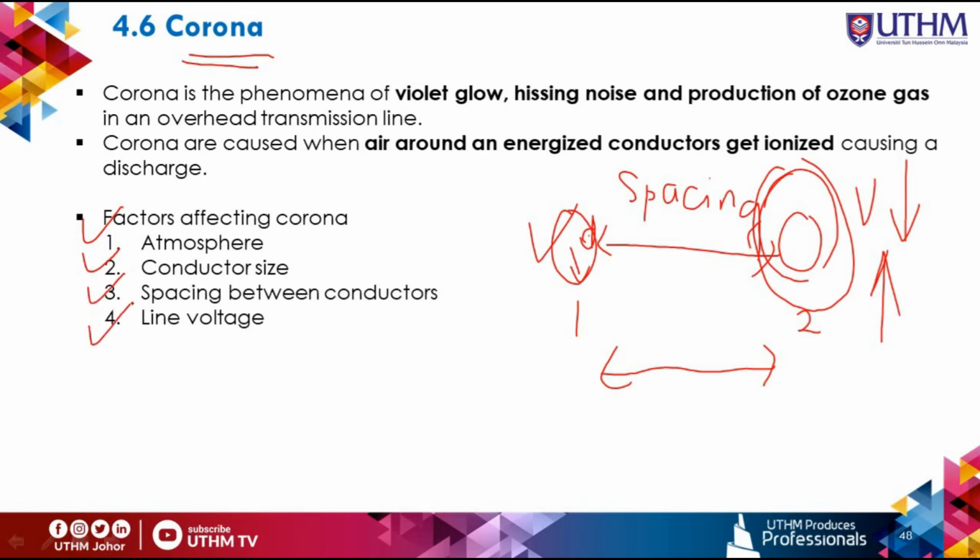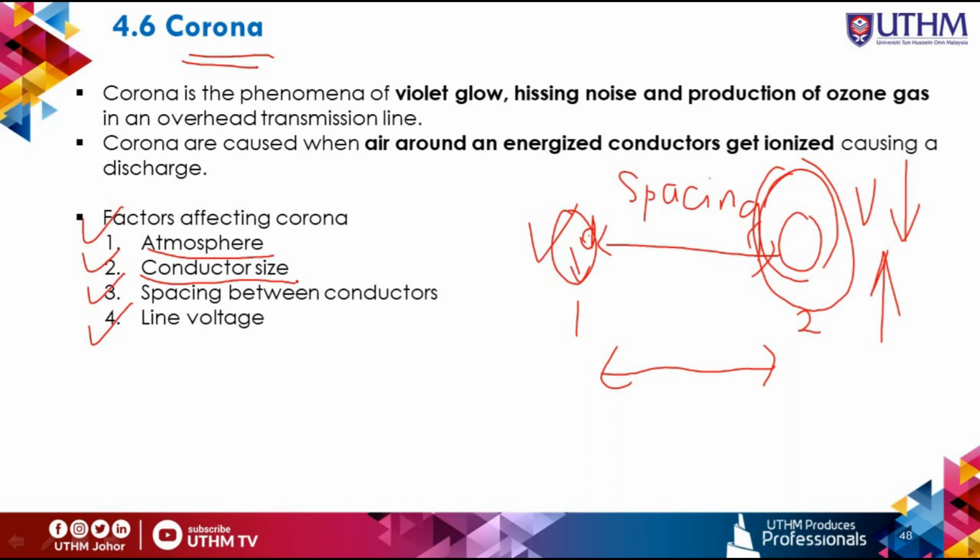The first one is atmosphere. As corona is formed due to ionization of air surrounding the conductors, it is affected by the physical state of the atmosphere. In stormy weather, the number of ions is more than normal, and as such, corona occurs at much less voltage as compared with fair weather.